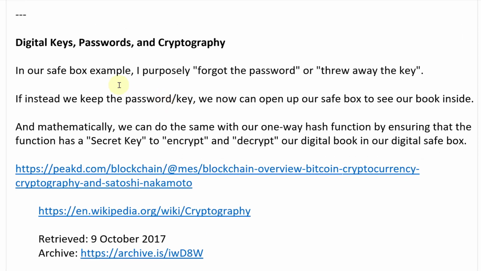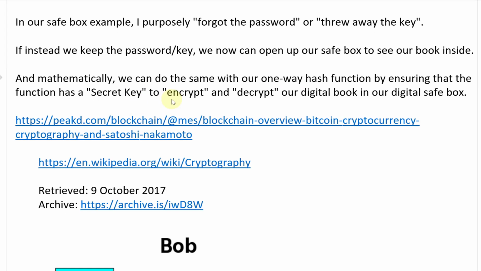In our safe box example, I purposely "forgot the password" or "threw away the key." But if instead we keep the password or key, we can now open our safe box to see our book inside. And mathematically, we could do the same with our one-way hash function by ensuring that the function has a "secret key" to "encrypt" and "decrypt" our digital book in our digital safe box.